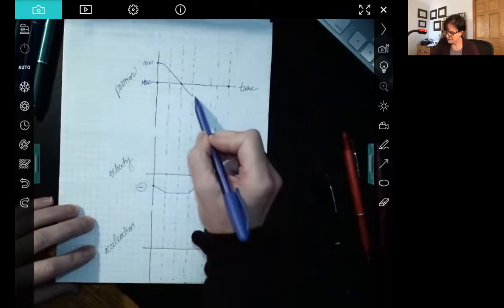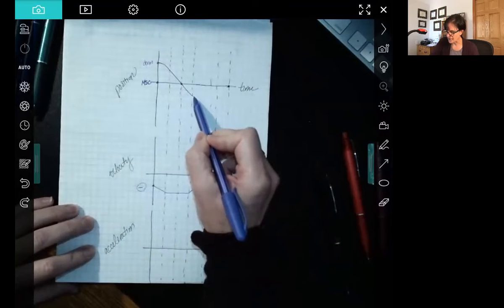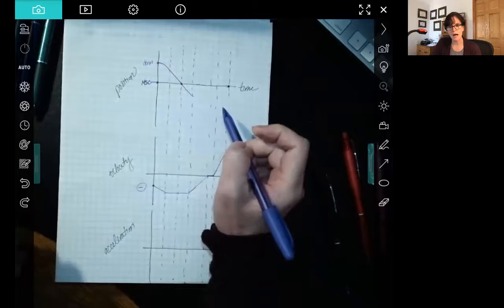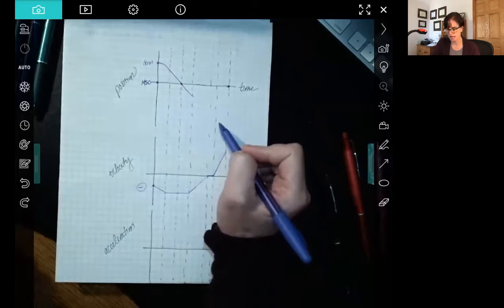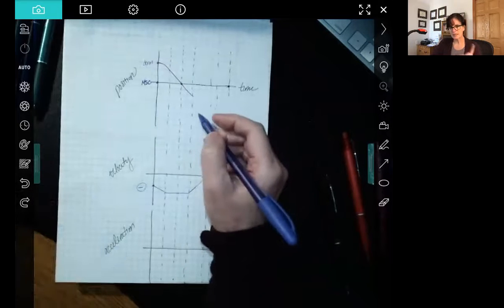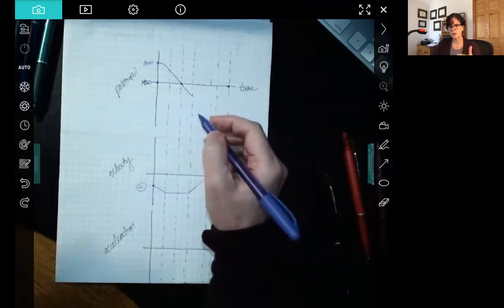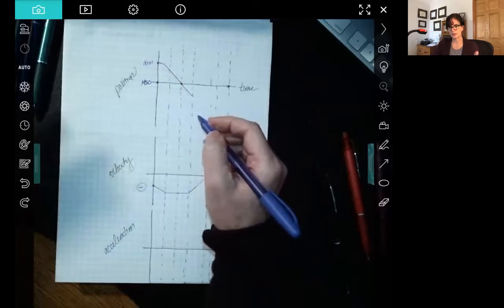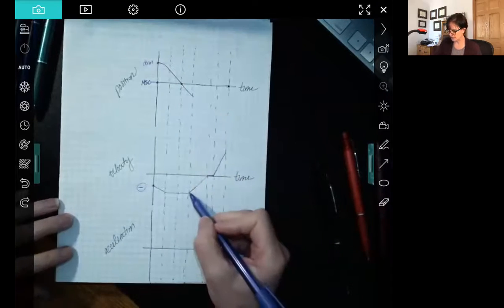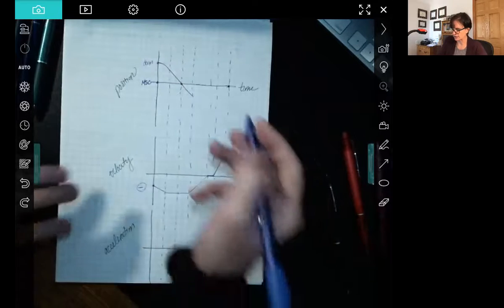Over this next chunk of time, I have to slow to my parking spot, which I see just up ahead. And so I'm still moving in the southward direction so that my slope should still be negative as I curve, as it changes, but it should be getting shallower and shallower and shallower because my velocity is getting smaller and smaller and smaller.